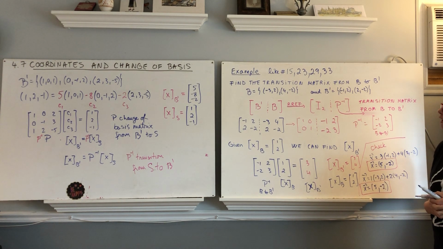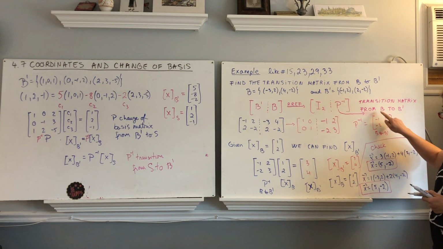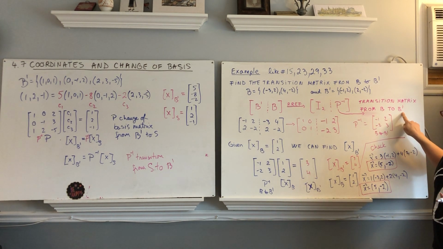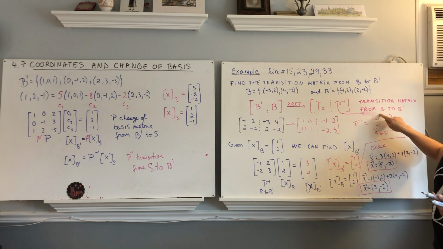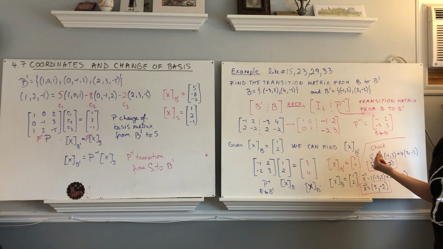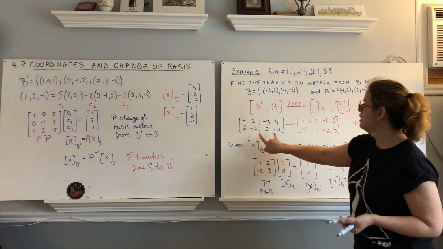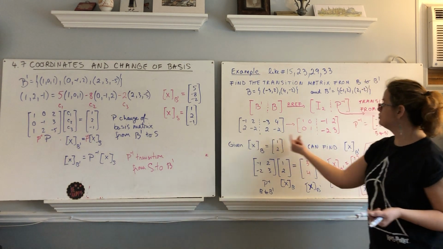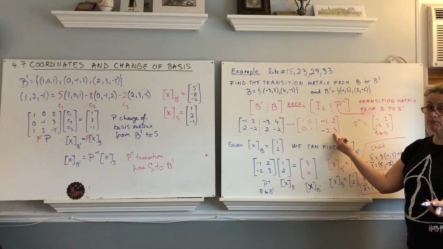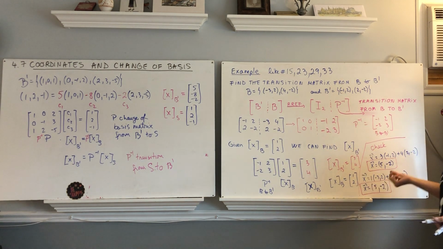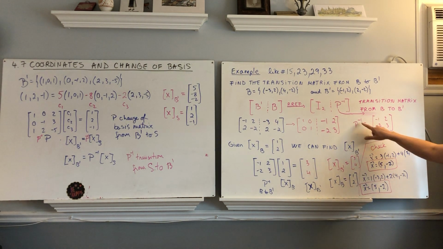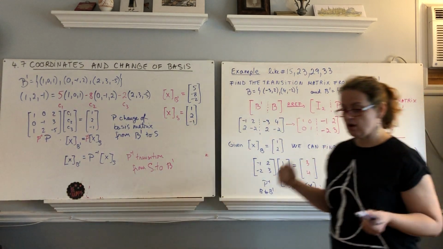Now, in your homework, you're asked to find the transition matrix from B to B prime, and then you're asked to also find the transition matrix from B prime to B. That is just the inverse of this, right? Or you can do the computation all over again, so you can switch these, and if you reduce it, you're going to get the inverse of this matrix. You can also just find the inverse of P inverse, right? The inverse of P inverse is P. All right, so that's about it.